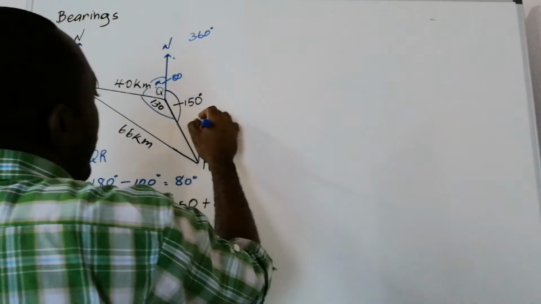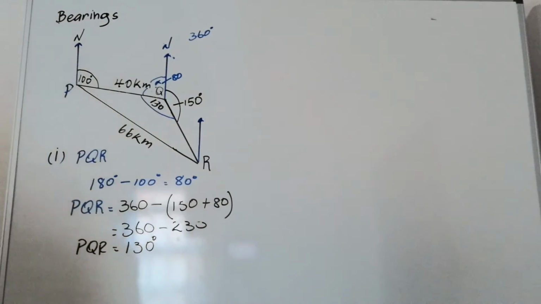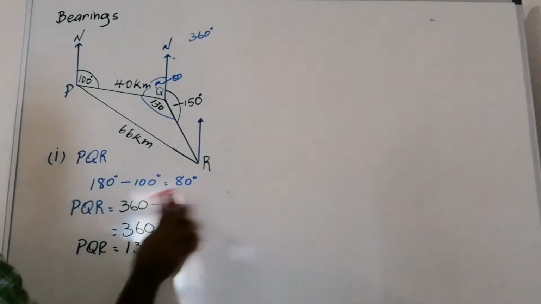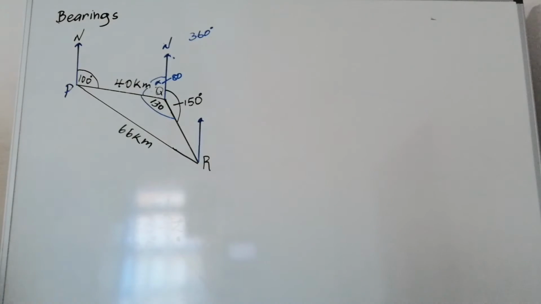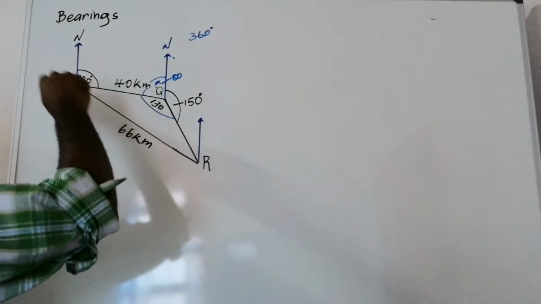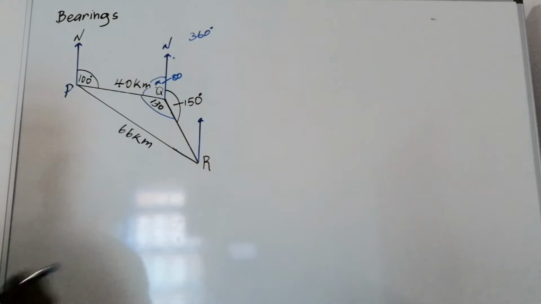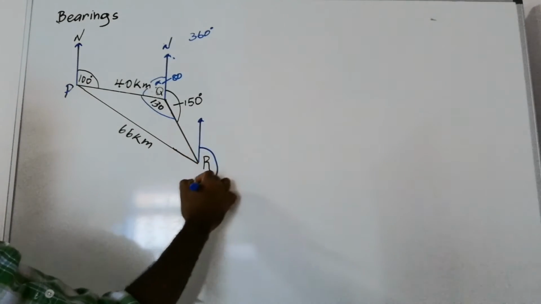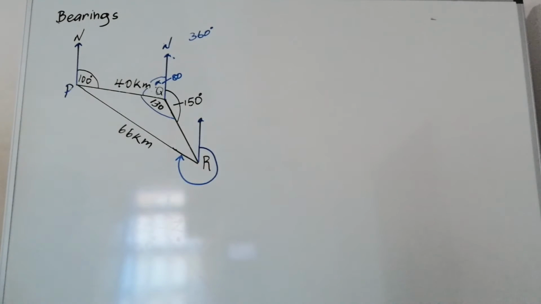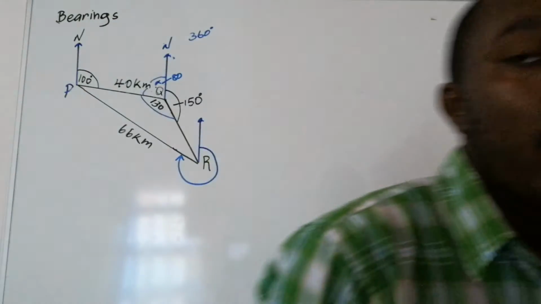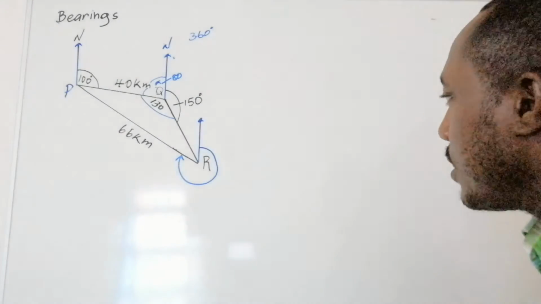Alright? So whenever we measure a bearing, let us first draw our north line. So let's see what we have. Let's see what it is we need to find. The bearing that we need, if this is R, and we want the bearing of P from R, what we are asking is this angle around here. Right? That is the bearing that we need. Alright? Good.